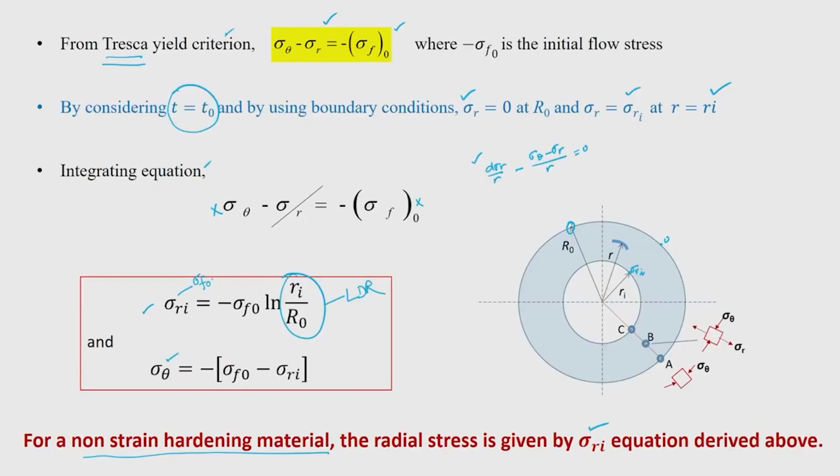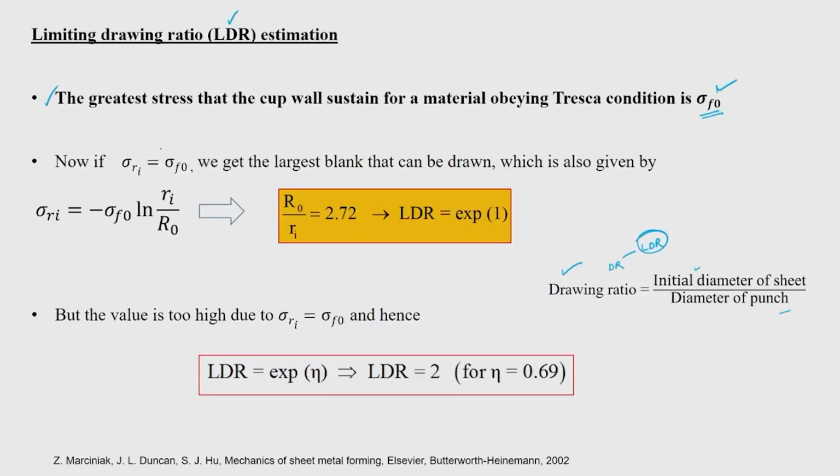what will happen? If σ_ri is equal to σ_f0, we get the largest blank that can be drawn, which is given by this equation I am picking up, which was introduced to you before: σ_ri is equal to minus σ_f0 ln of ri by r0. In this, if I put σ_f0, you will see that r0 by ri is going to be equal to 2.72, which is LDR, actually exponential 1, e^1.